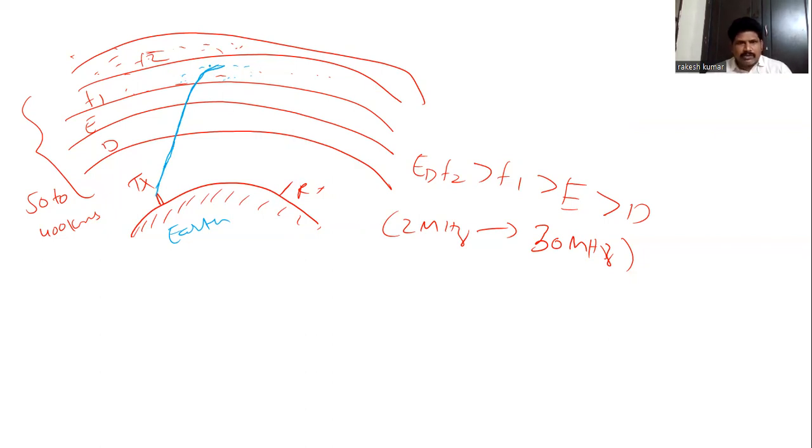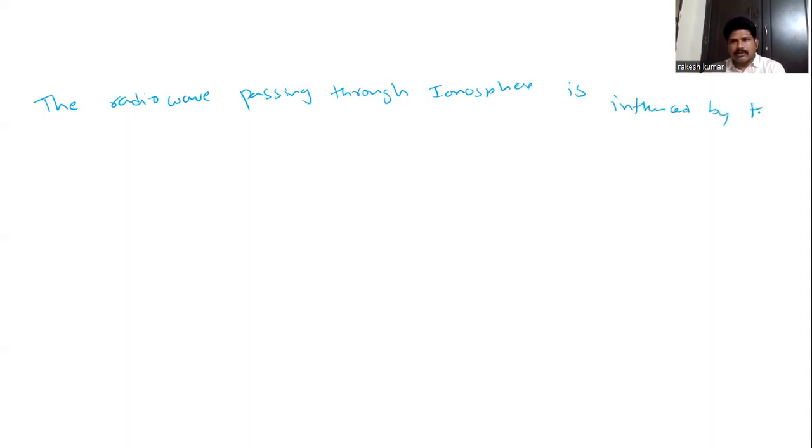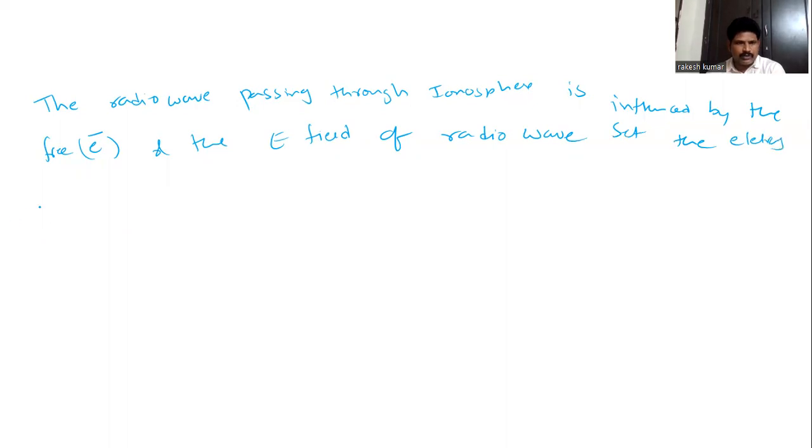So the radio wave passing through the ionosphere is influenced by the free electrons, or charge carriers, and the E field of the radio waves sets the electrons into motion.